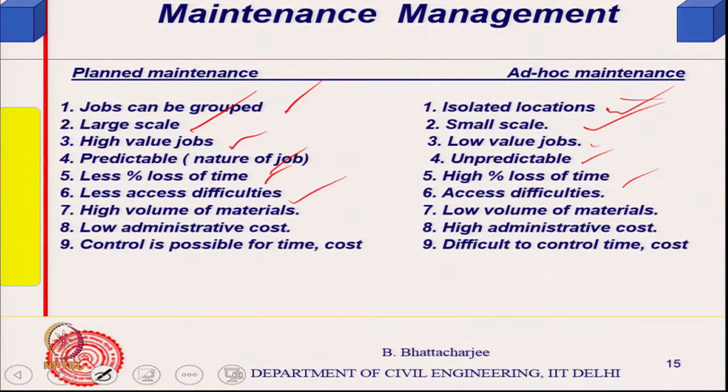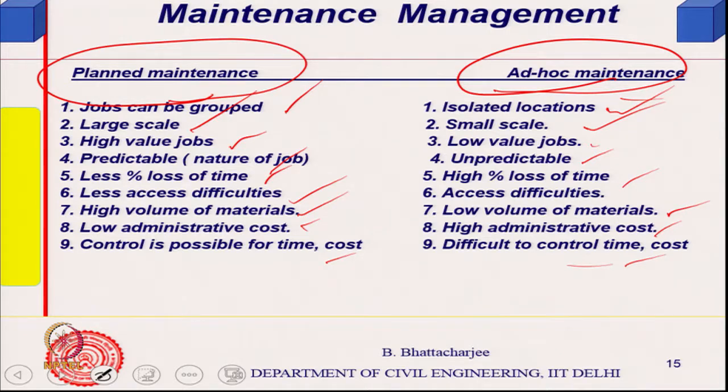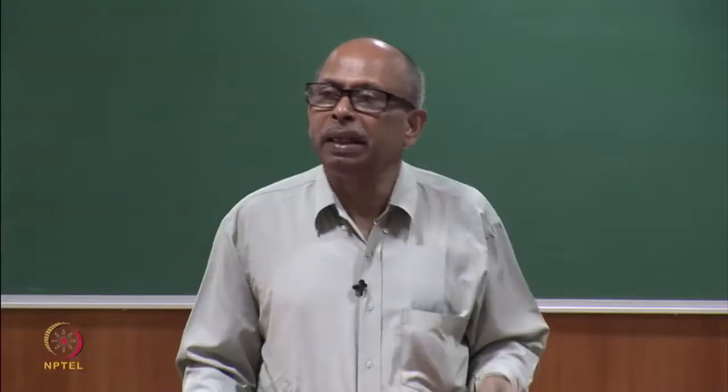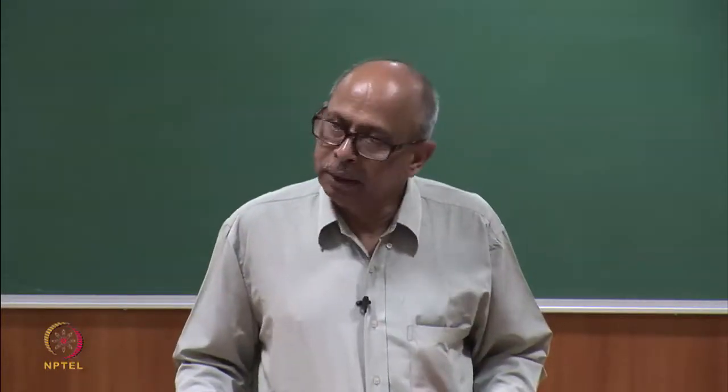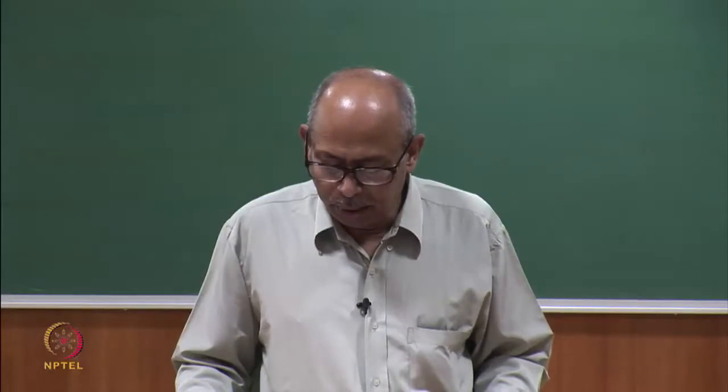So, therefore, high volume of material, low volume of material; you can plan it, inventory storage cost will be lesser. Administrative cost: possible to control time and cost, versus high administrative cost and difficult to control time and cost. So, obviously, this would be costly, this would be relatively cheaper, and that is why you tend to keep as high as 95% to the planned system, and then only a small portion should be ad hoc type.